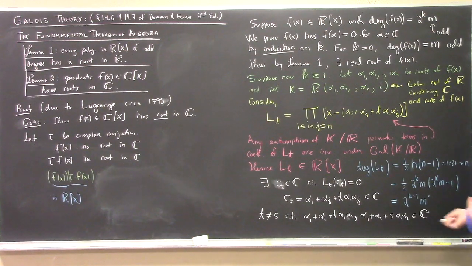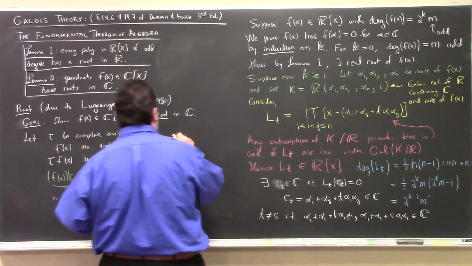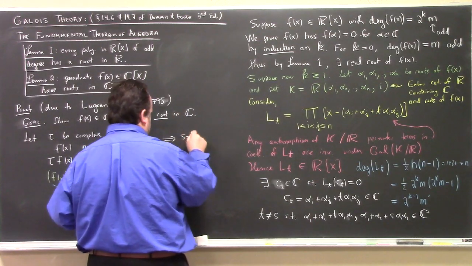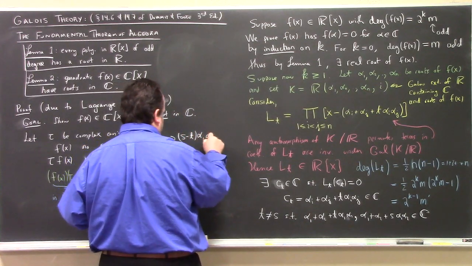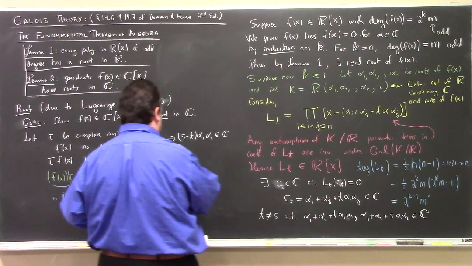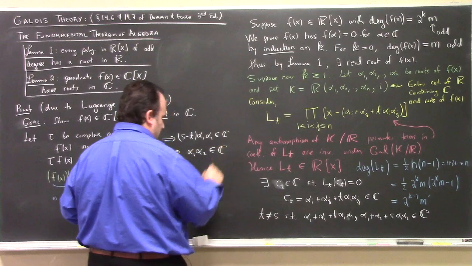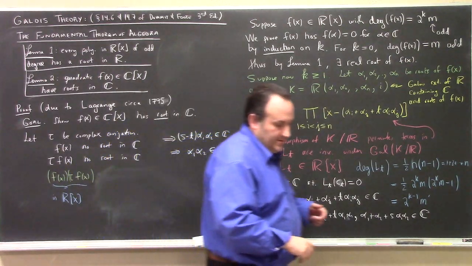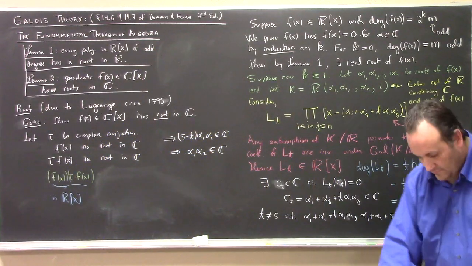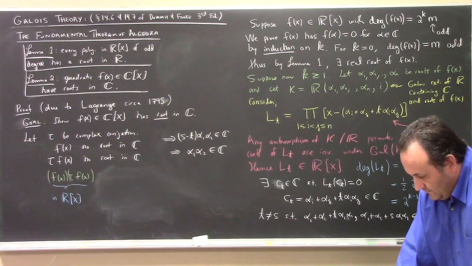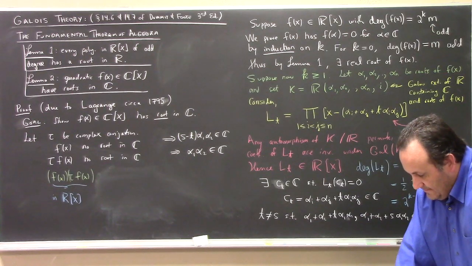So this implies that s minus t, alpha 1 alpha 2 is in the complex numbers, which implies, of course, that alpha 1 alpha 2 is a complex number, right? What does that do? All the alphas are complex.